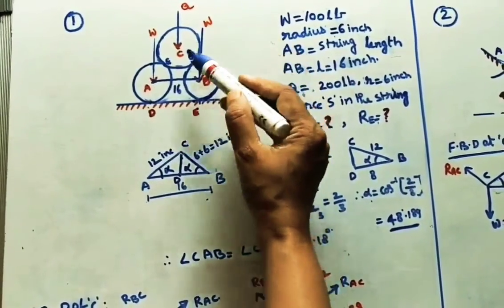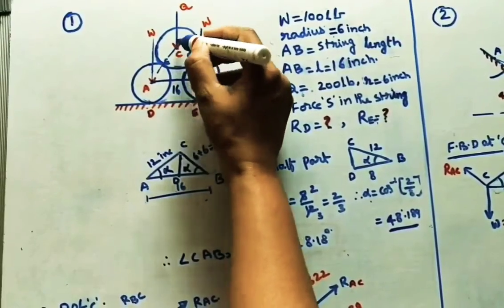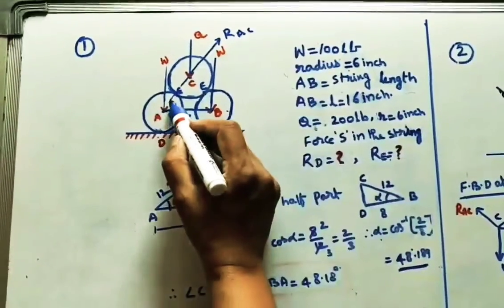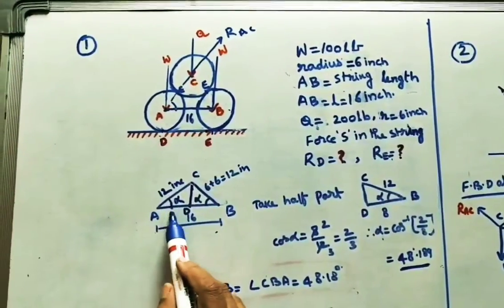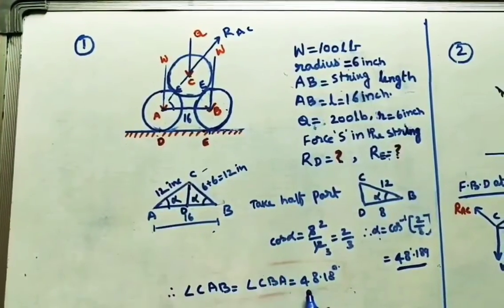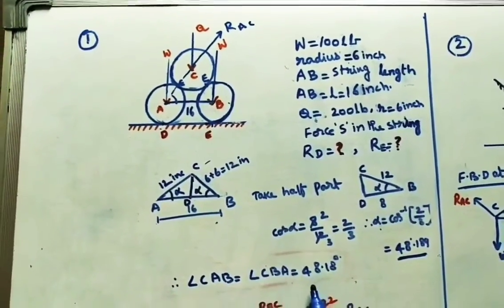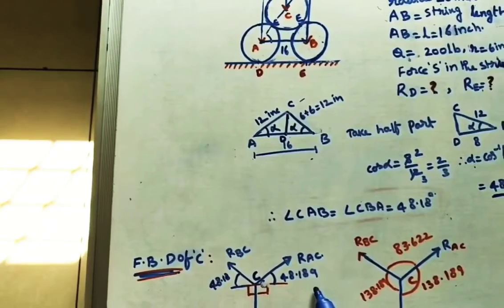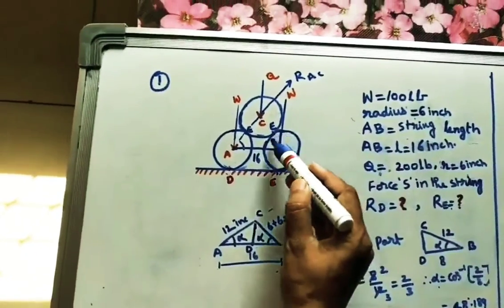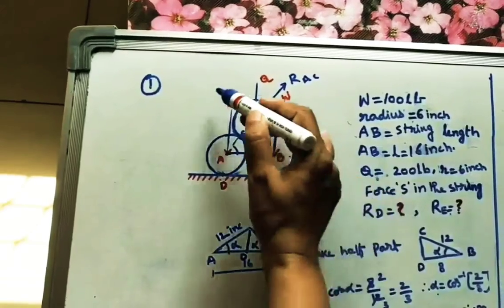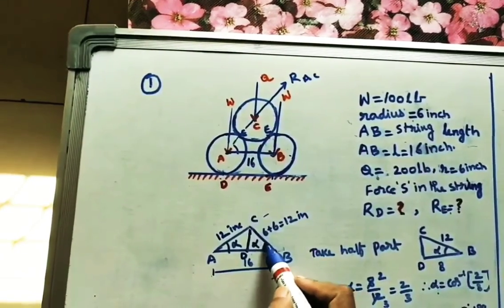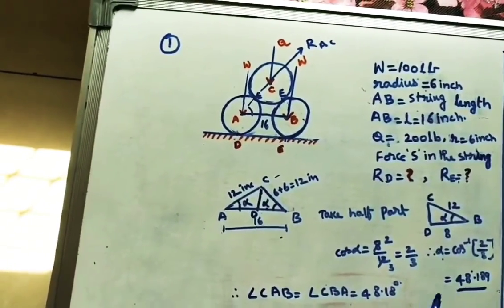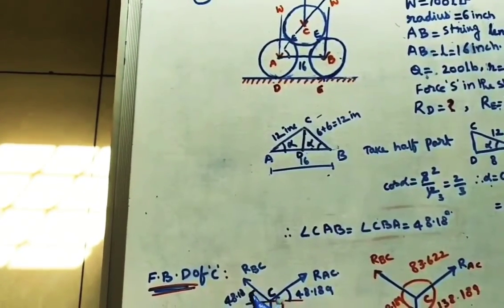We are assuming RAC like this. Now how much angle is it making? RAC makes an angle of 48.189 degrees with the horizontal. Similarly, the reaction because of the B roller, RBC, goes through the center. How much angle is it making with the horizontal? The same alpha angle, 48.189. RBC is also making the same angle with the horizontal.